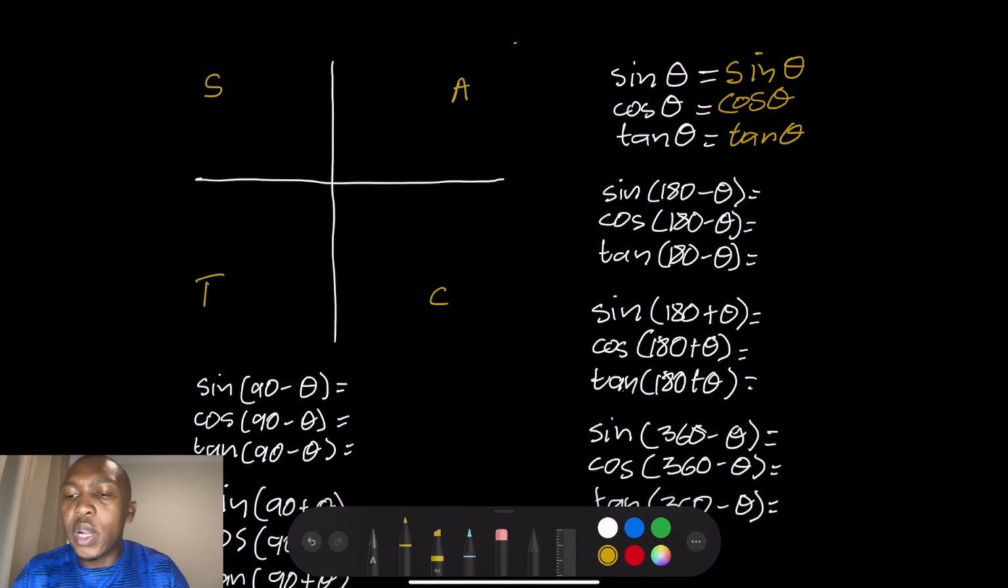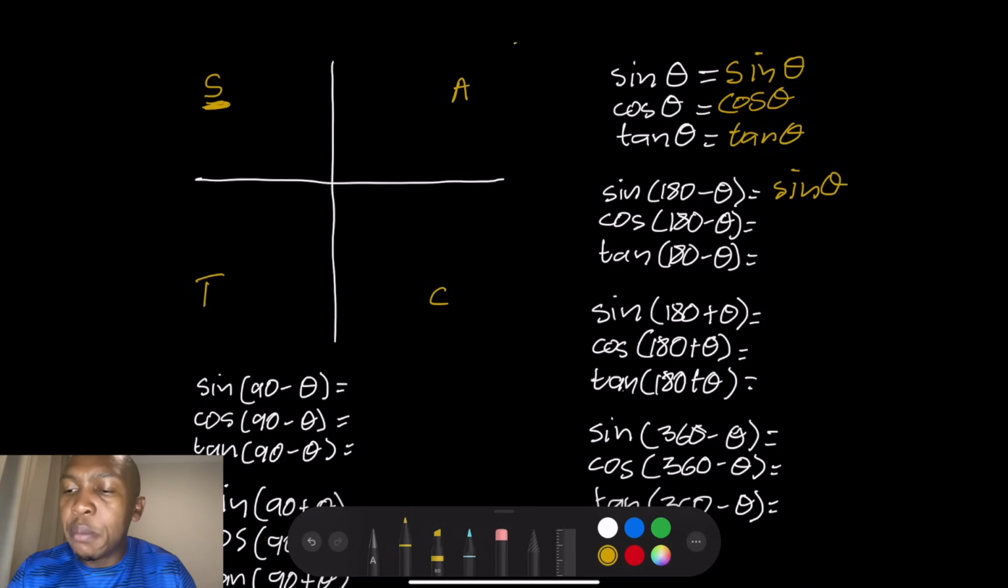Now, the trick becomes when we go to the other quadrants. Let's go to the second quadrant. If I say sine of 180 minus theta, that means this is in the second quadrant. How is sine in the second quadrant? Well, in the second quadrant sine is positive. So as a result, that would still remain positive sine of theta. Remember, we are trying to reduce all the angles or the ratios into expressions where the angle is in the first quadrant. So sine of 180 minus theta will be equal to sine of theta.